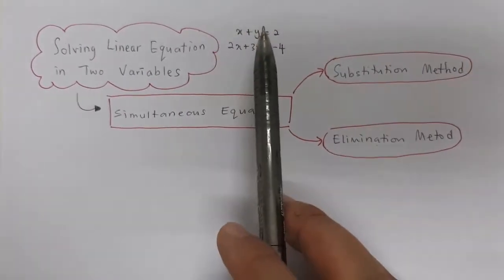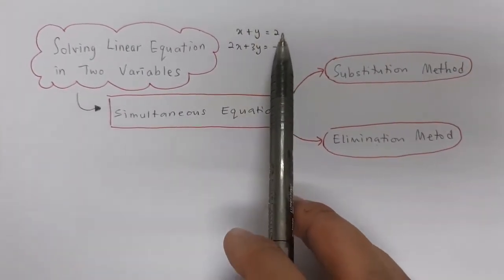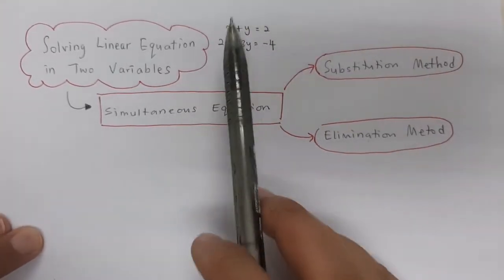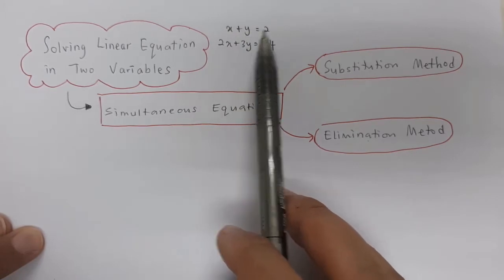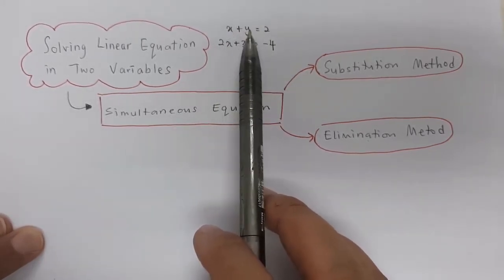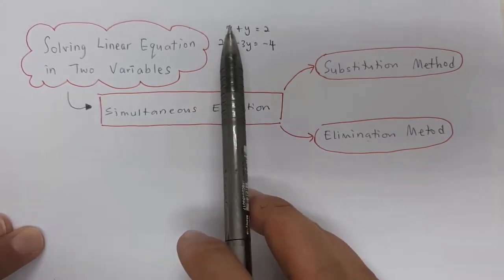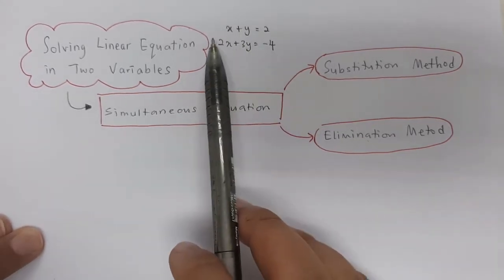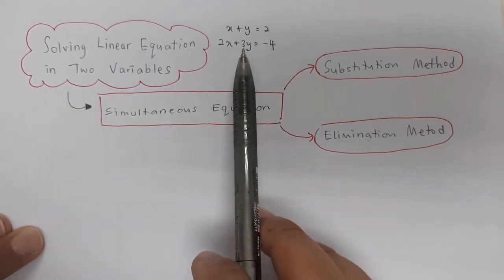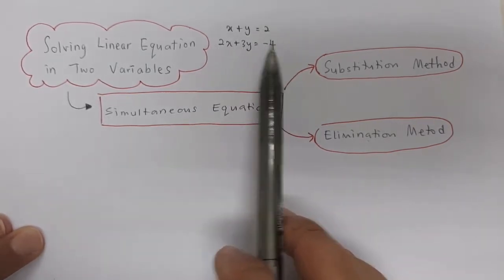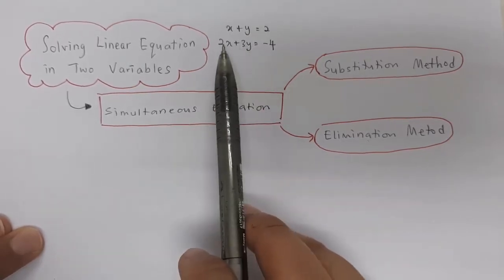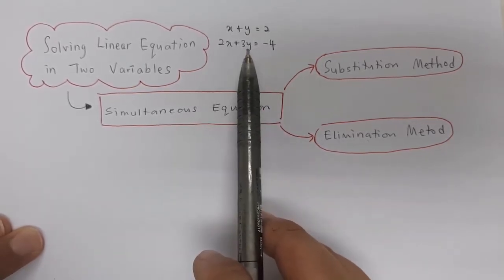Our topic today, solving linear equation in two variables. As example, here we have two linear equations. The first equation, x plus y equal 2. So we have two different variables here which are x and y. And then we have another linear equation, 2x plus 3y equal negative 4. So we have another two different variables here which are x and y.